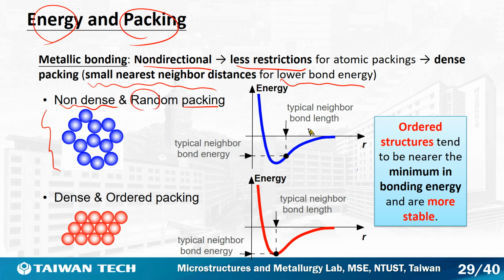Let's see that this is the energy and atomic distance profile. The point will be here because the R is larger. It could be more stable if it is dense, like this one. If this is dense, it will go here for the R. So this is the most stable one, right? The conclusion is that the ordered structure would have minimum bonding energy and therefore be more stable.